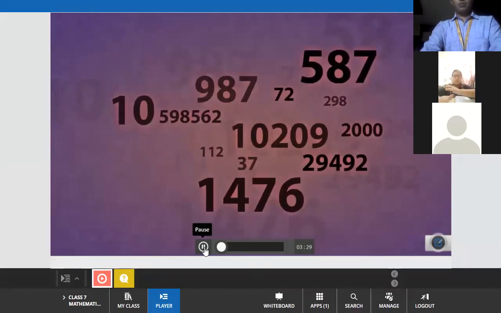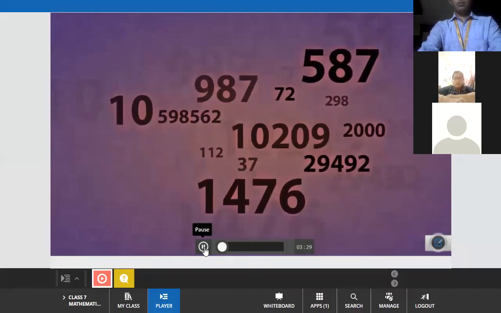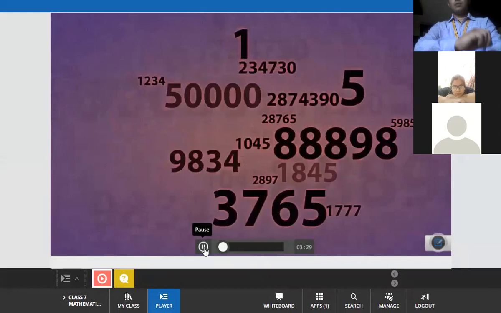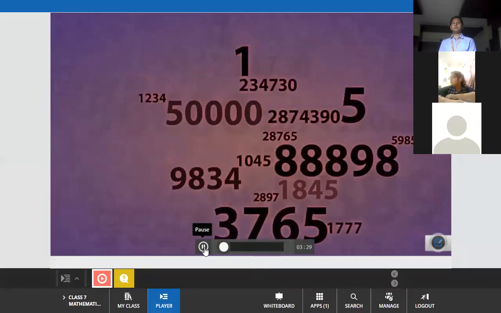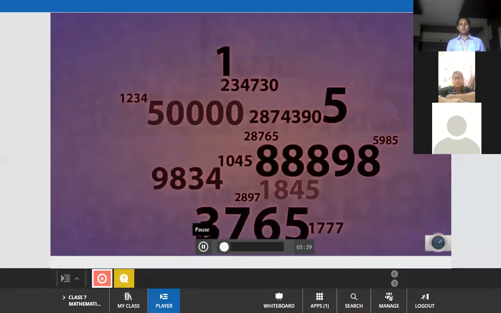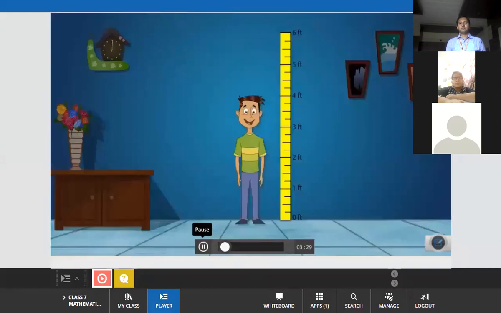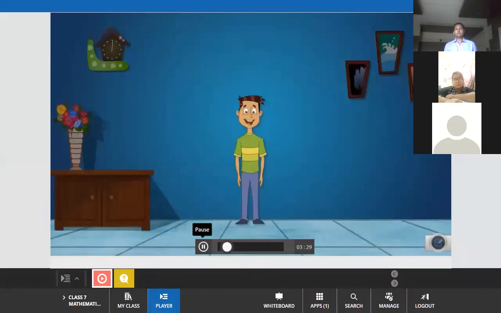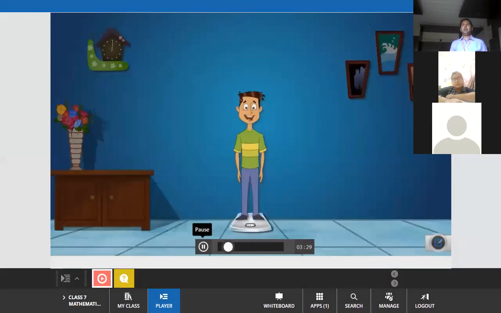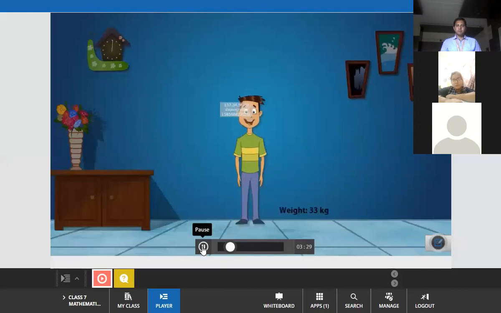Numbers are all around us. They are involved in most aspects of our lives. Let's see a few examples. Yugandhar is 4 feet tall. He is 11 years old. You can see here in our daily life we use the numbers. 33 kilograms. Note that these numbers are increasing.